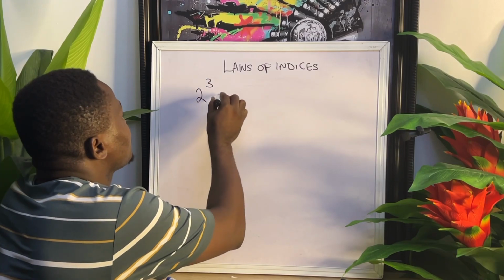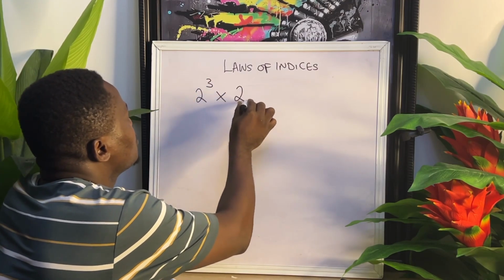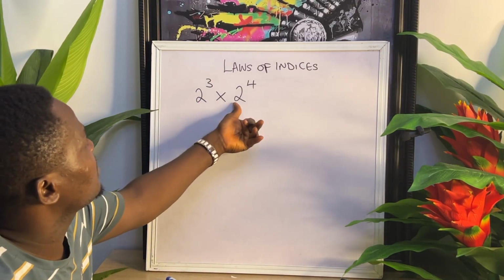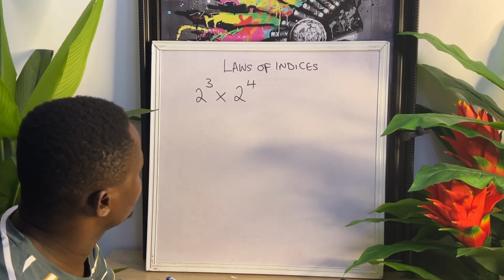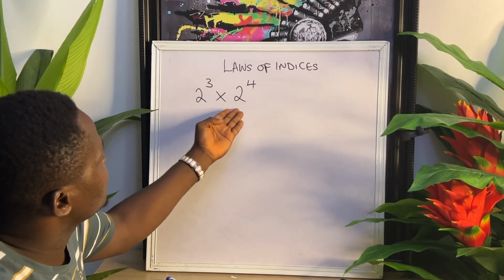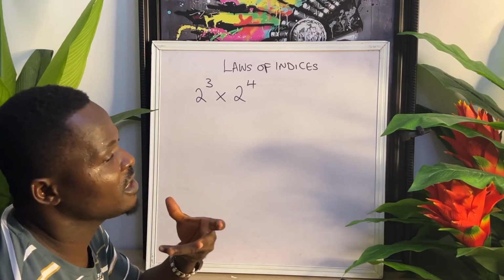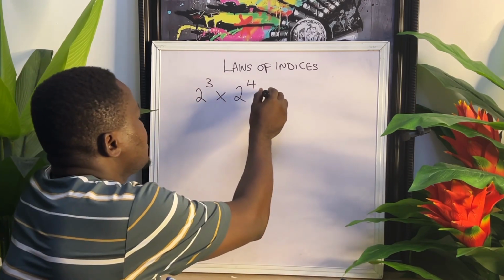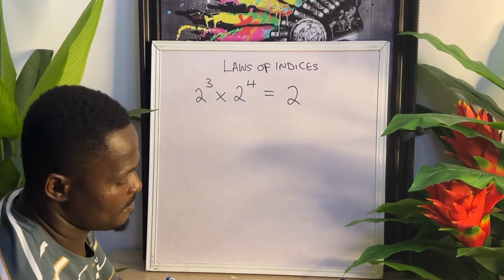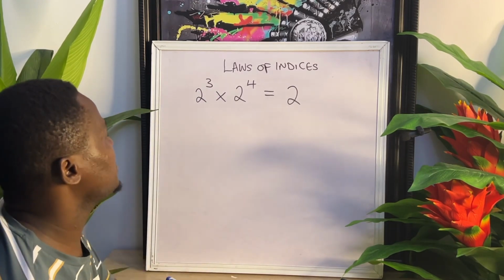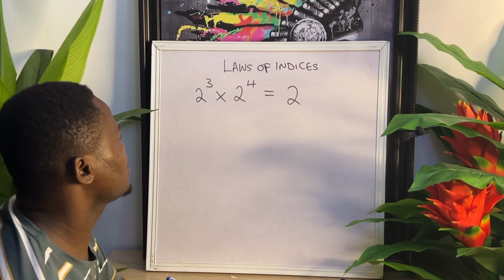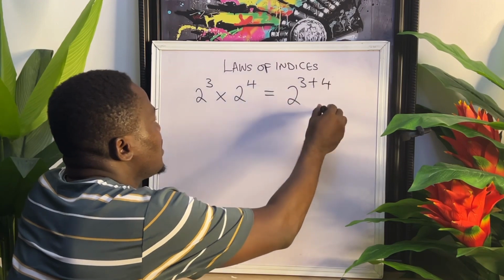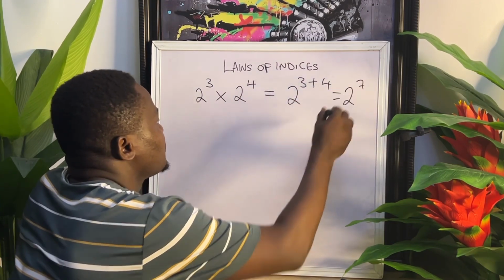2 raised to power 3 multiplied with 2 raised to power 4. You could see the bases here are the same. Because the bases are the same and we are multiplying, this has to do with multiplication law with the same bases. And the law states that we pick one out of the bases, the multiplication sign in effect becomes addition of the powers. We then have the powers adding, and that gives 2 raised to power 7.